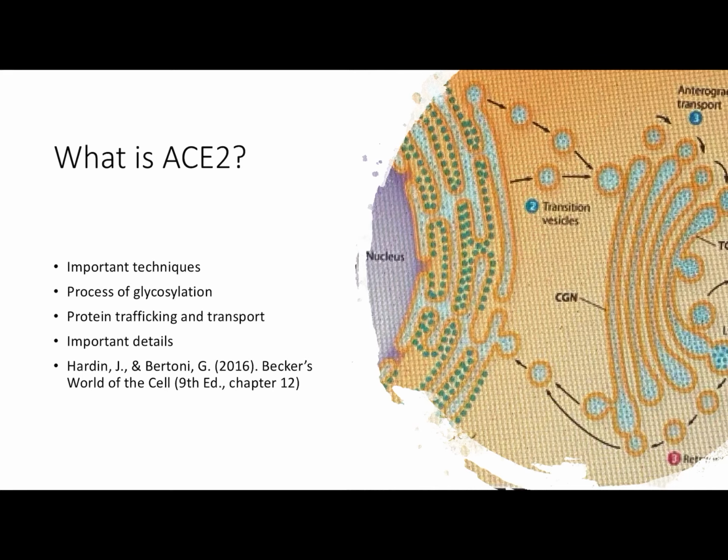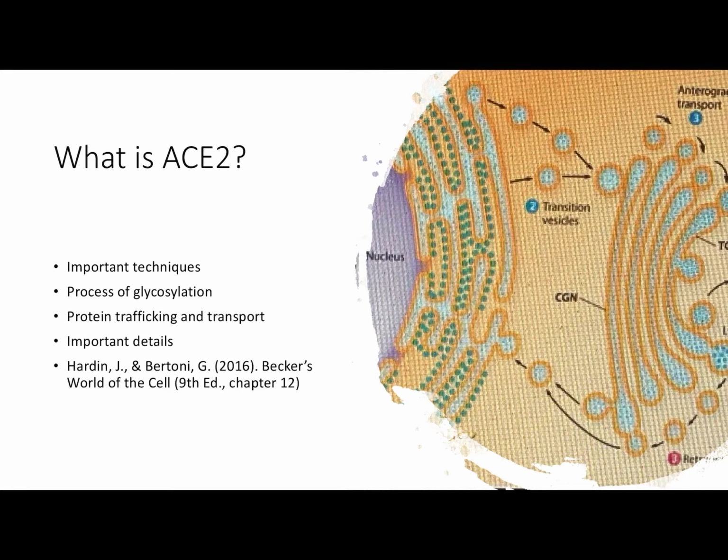There are two types of glycosylation that I will be discussing. They are N-linked and O-linked. Starting off with N-linked, this type involves adding a specific polysaccharide unit to the nitrogen atom. O-linked involves adding an oligosaccharide to the oxygen atom.